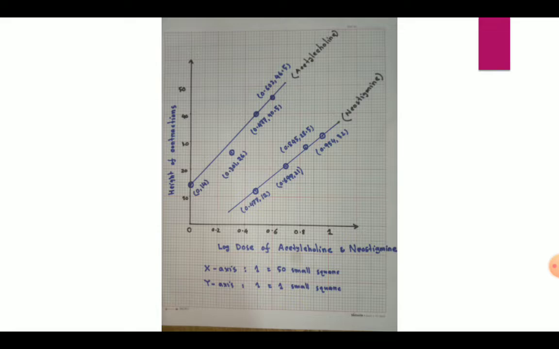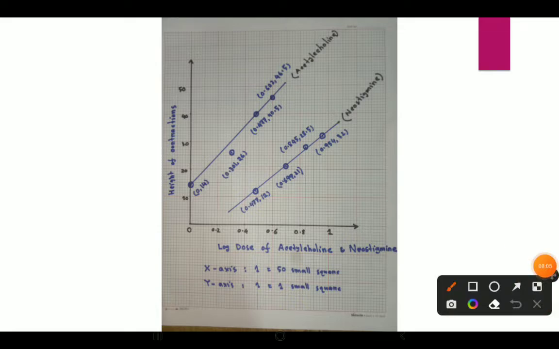Another point is, if you have points like this, for example, here is 1 point, here is 1 point, here is 1 point, here is 1 point, do not draw the graph like this.